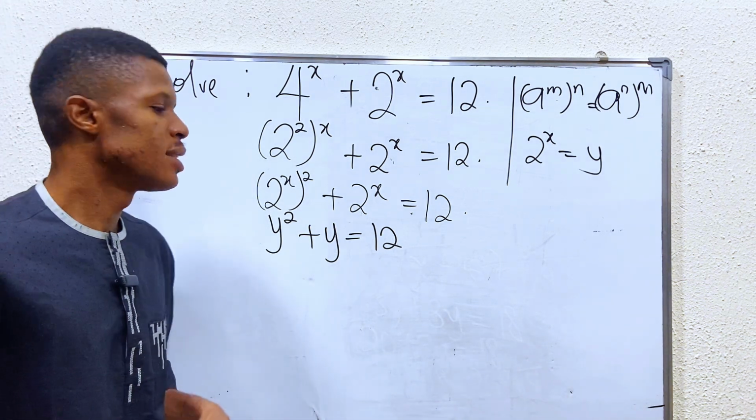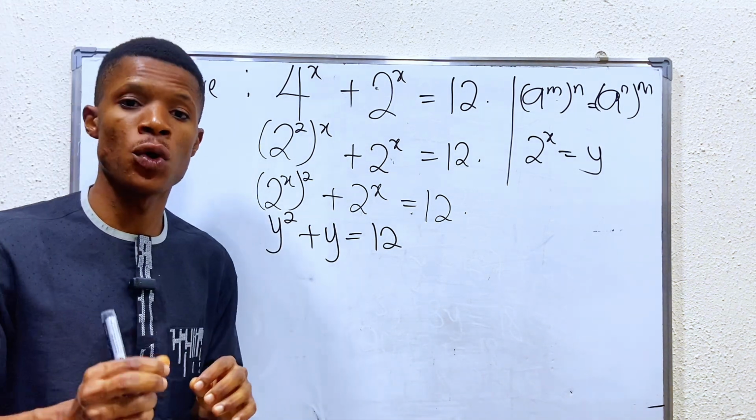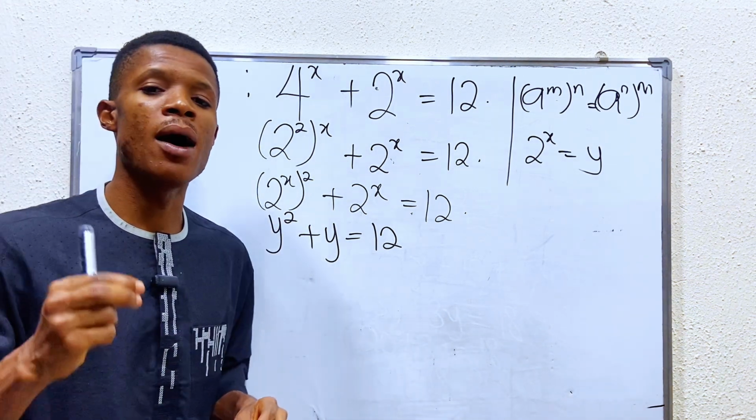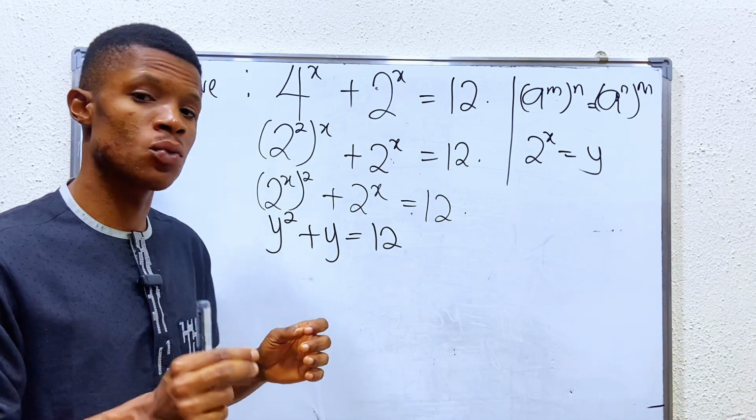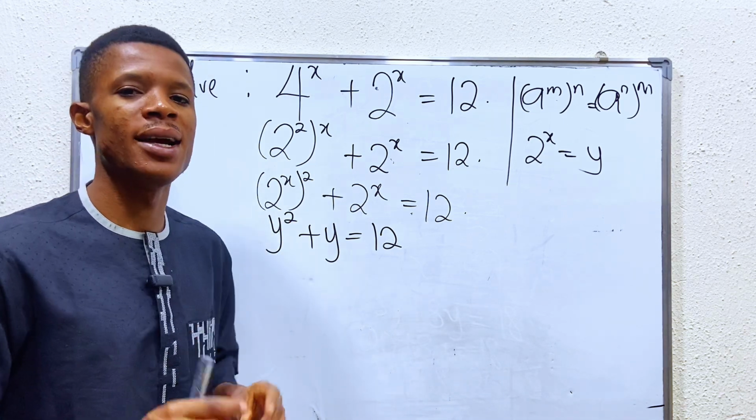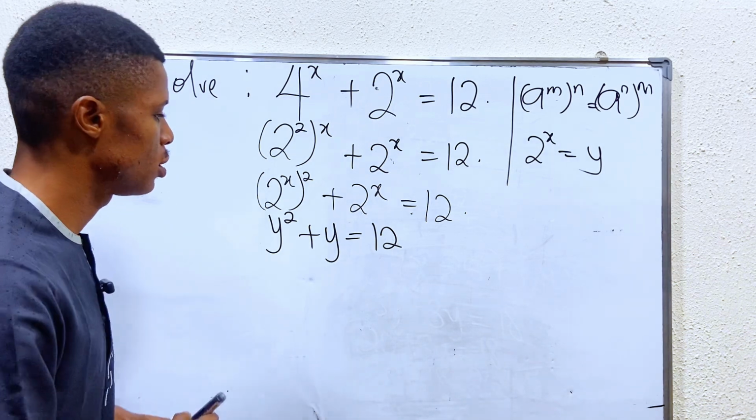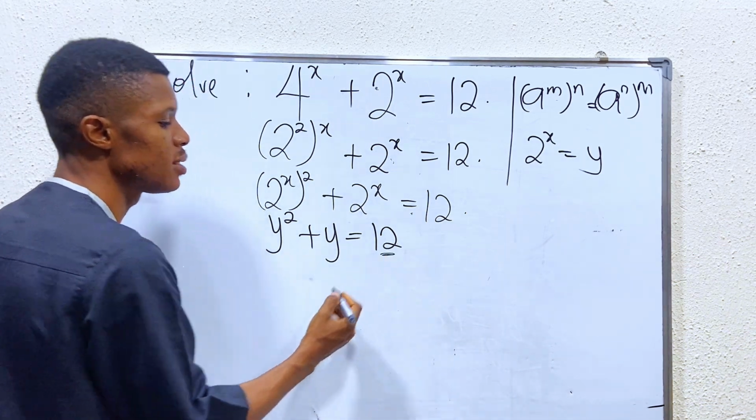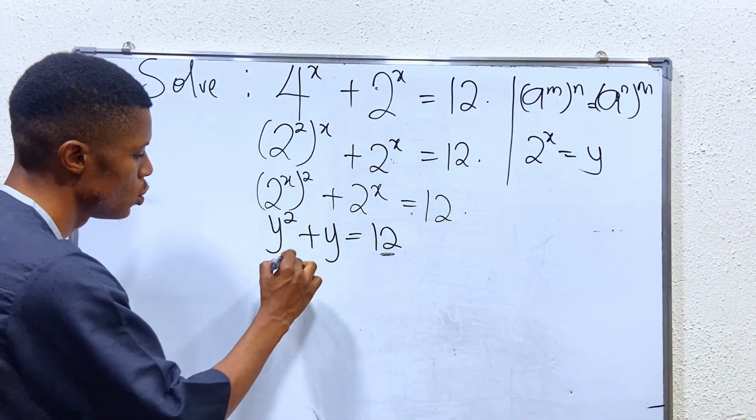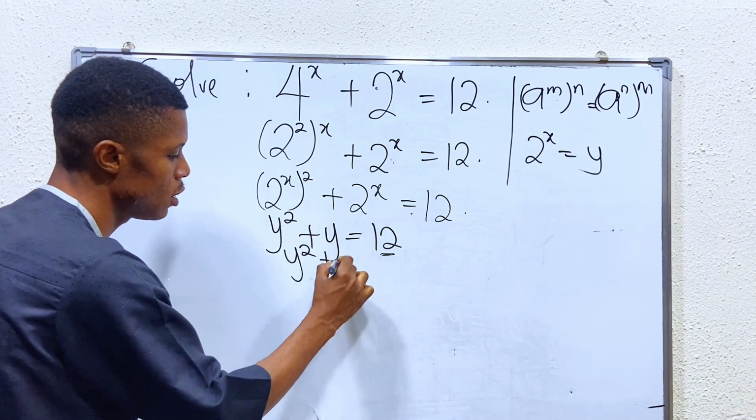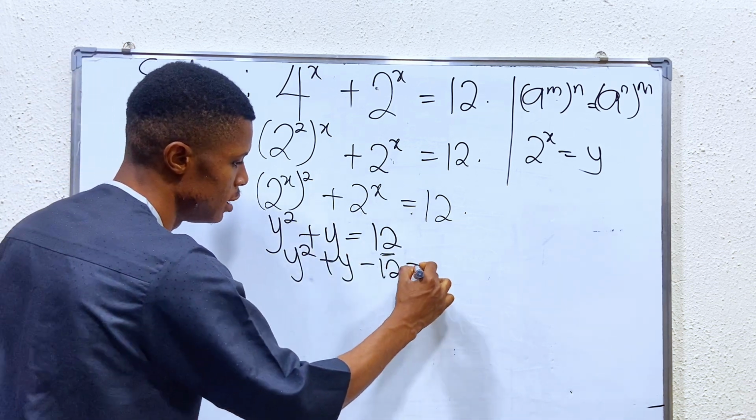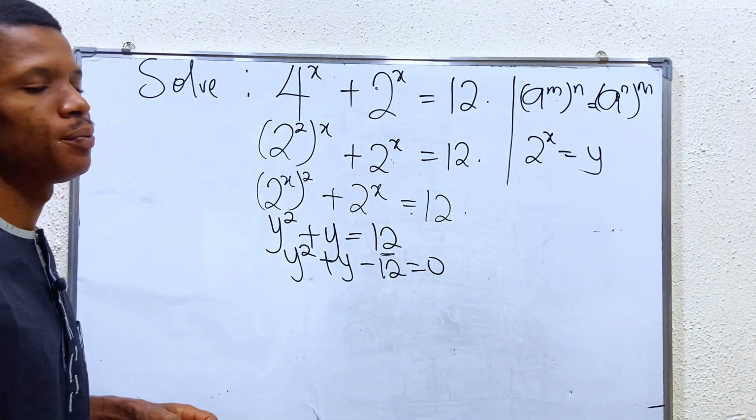Okay? If you look clearly, this is a quadratic equation. Remember, quadratic equation is a form of equation where the highest power is 2. So we are going to solve it as a quadratic equation. So the next step is to minus this 12 from both sides. So we have it that y squared plus y minus 12 is equals to 0.